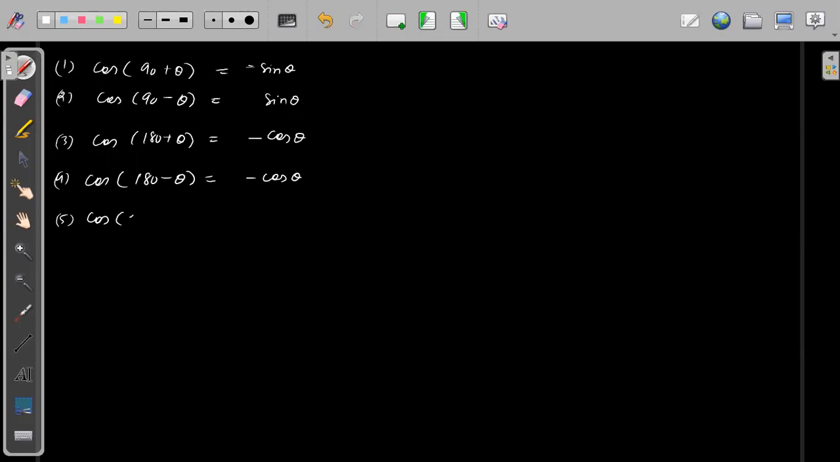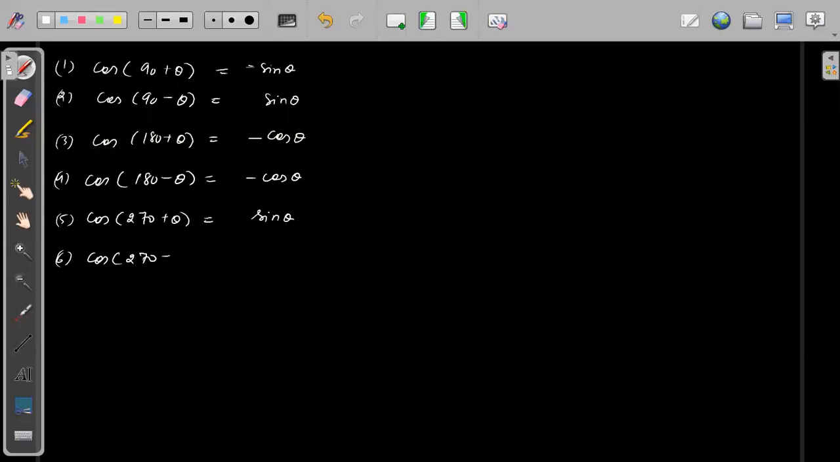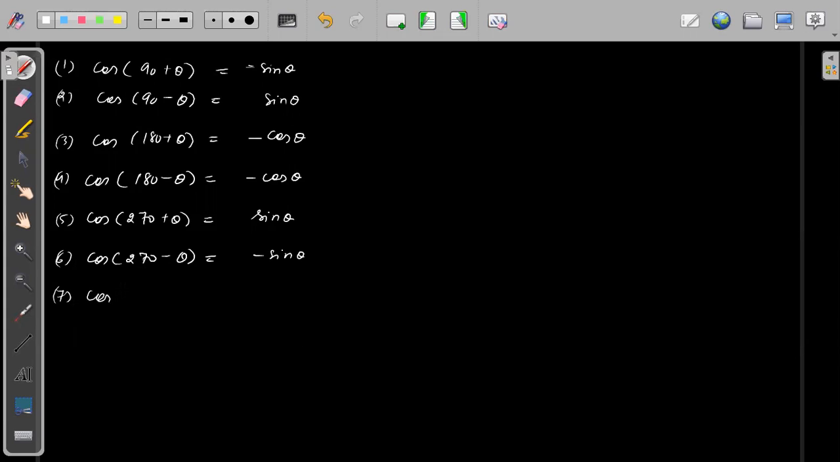Fifth is cos of 270 plus theta. What is cos of 270 plus theta? Sin theta. Very good. Sixth, cos of 270 minus theta. What is cos of 270 minus theta? Minus of sin theta. Excellent. Seventh, cos of 360 plus theta. What is it? Cos theta. Eighth, cos of 360 minus theta. Cos theta. Very good.